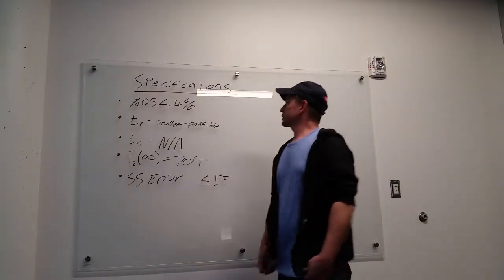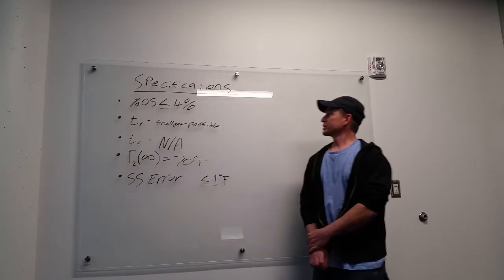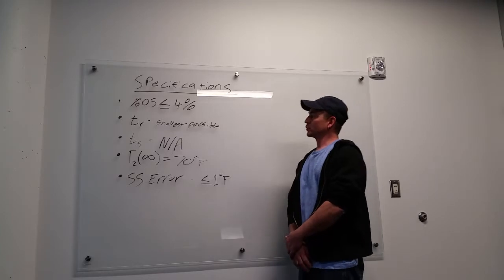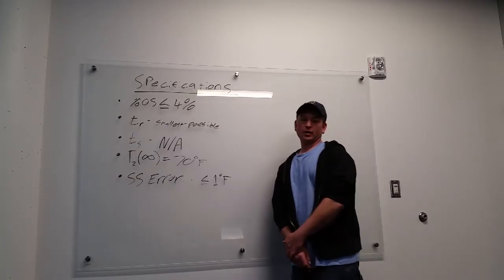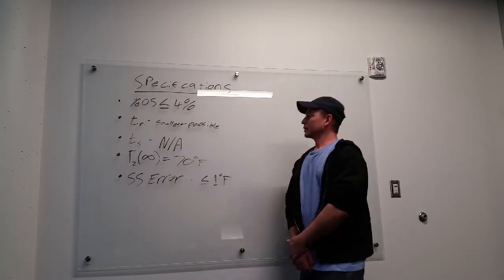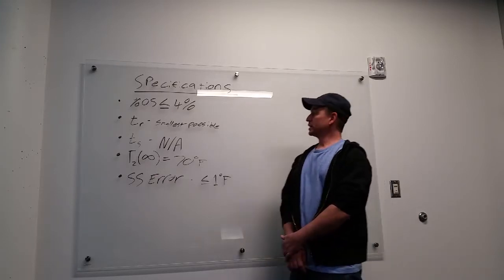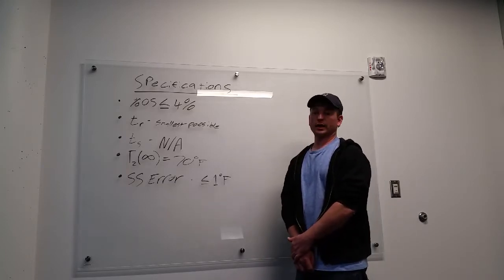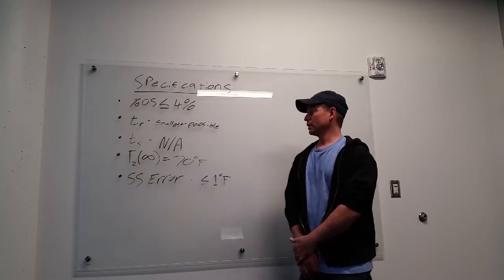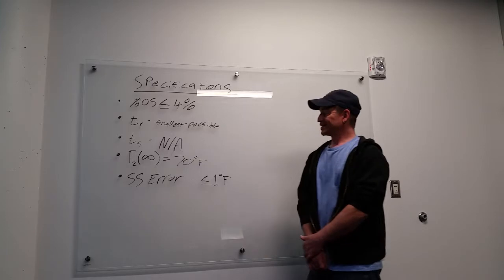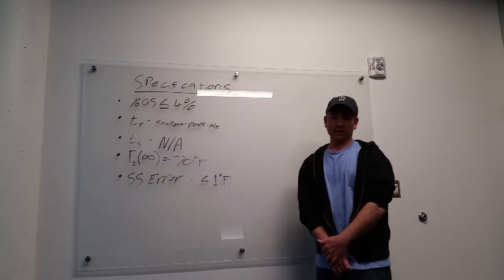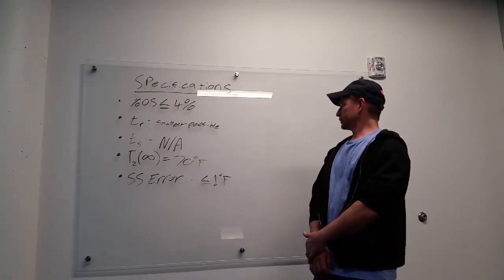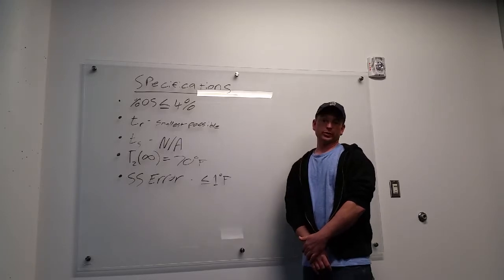Okay, so for this control system, the specifications that we had in mind were an overshoot value of less than or equal to 4%. We wanted the rise time to be as small as possible. The settling time in this case isn't applicable. We wanted our T2 to end up being 70 degrees, and for our steady state error, we wanted a value of less than or equal to 1 degree.